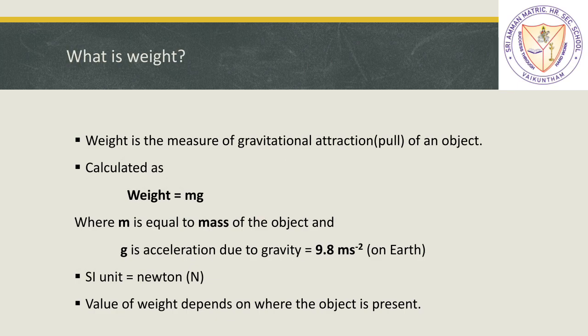If you go to Mars, the value of g will change again. So this g is constant on the surface of Earth for now. Just take it in your mind that g is a value which is constant on Earth, equal to 9.8 meters per second squared.